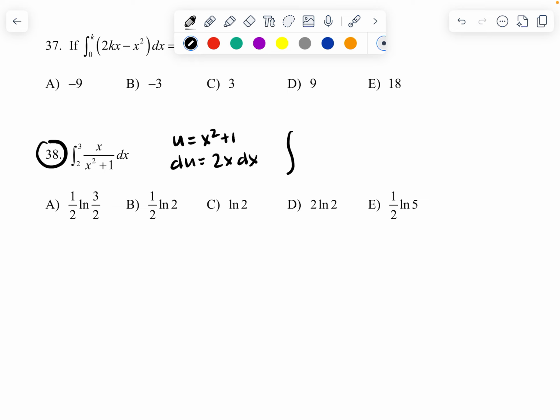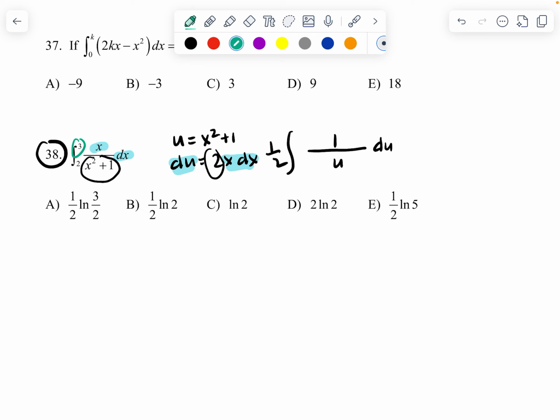We have boundaries this time, so I'm going to change those. So the u becomes the x squared plus 1. And then what do I have left over? I have this x dx left over, which is right there. So that becomes my du. 1 on top. I have a leftover 2, so I need to multiply by 1/2. Okay, let's change those boundaries.